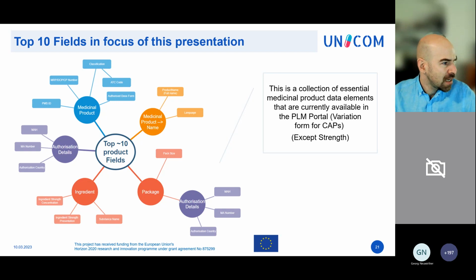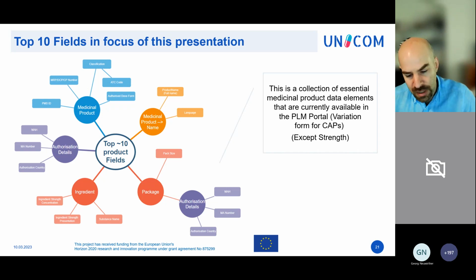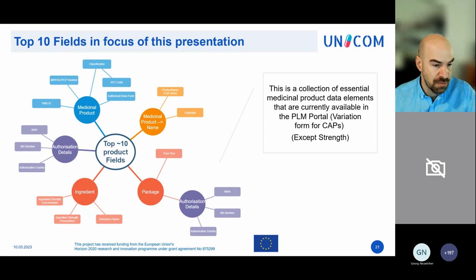Now, how did I choose these? These are 10 elements that are currently available in the PLM portal. So you don't have to wait for any releases or for any data releases. You can already see those elements. And when you export the EF, or when you as an NCA receive an exported EF, these elements are inside the XML already. And we will show you today how to get them out.